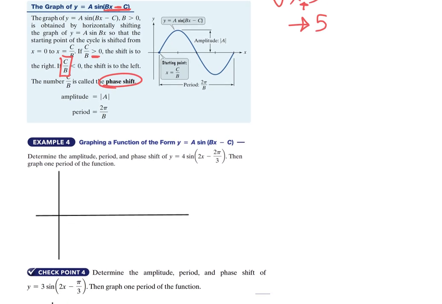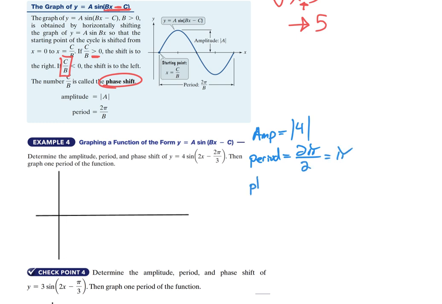So we're going to go through example 4. This is putting most of these things together now. We're going to find the amplitude, and that's the absolute value of 4. We're going to find the period, so that's 2 pi divided by b. Our b is 2, so that equals pi.